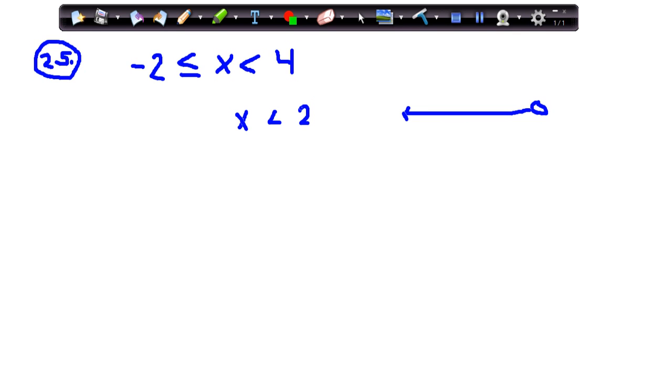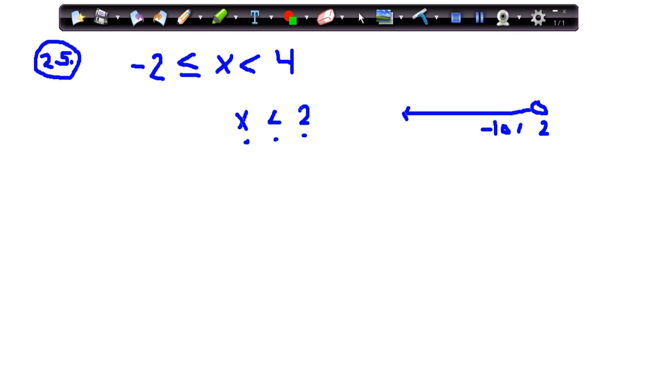Well, what does the equation say? It says x is less than 2. So that's why you see the open dot, because the number 2 is not included. So what's less than 2? 1 is less than 2. 0 is less than 2. You see? -1 is less than 2.